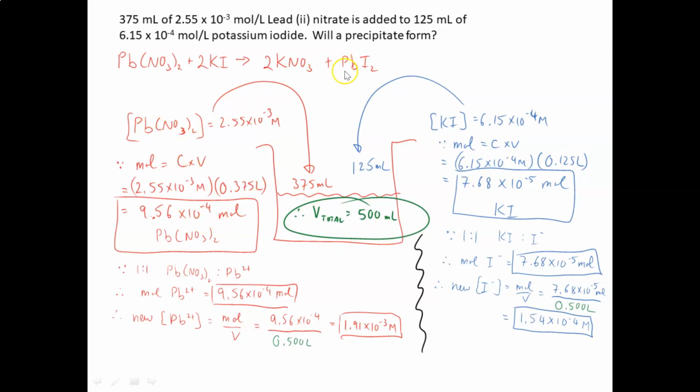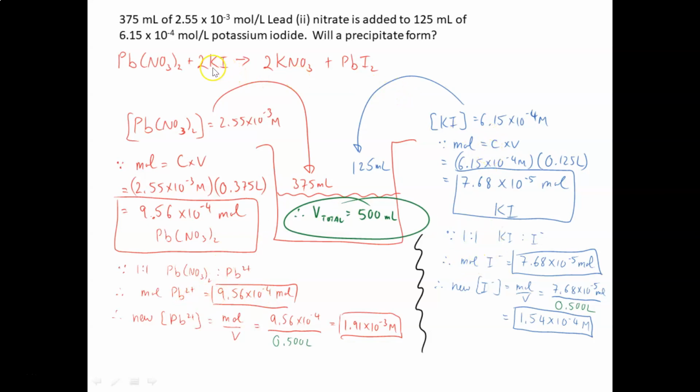Now remember, when we're calculating QSP, we don't care about the lead nitrate. We do care about the lead component, though. So we're going to try to find out how many moles of lead there are. For every 1 lead nitrate that breaks up, 1 lead is released. So it's a 1-to-1 ratio. Thus, if you have this many moles of lead 2 nitrate, then you have the same number of moles of lead 2 plus itself.